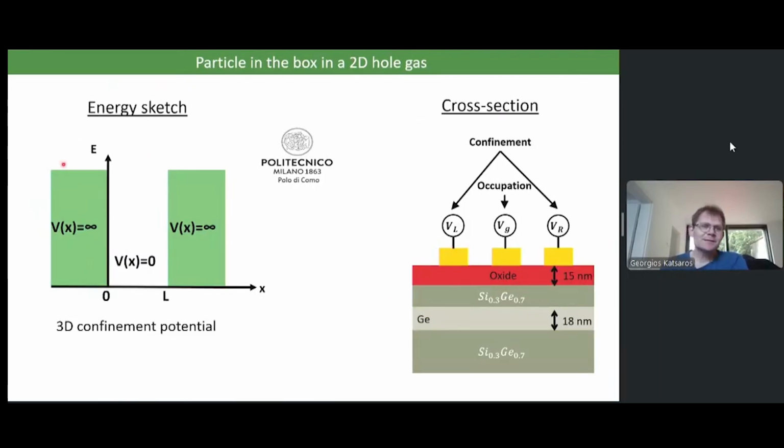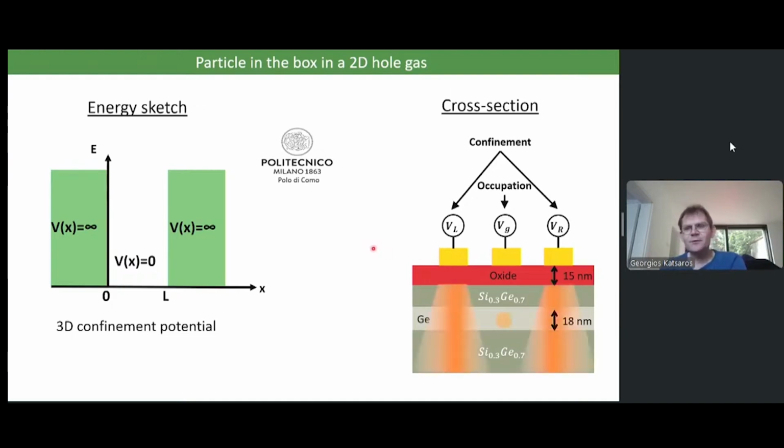So how do we transform this naive picture of the particle in the box in 1D into reality? These are the structures we are working with. We have a germanium quantum well sandwiched between two layers of silicon germanium. And then we deposit a very thin oxide layer, about 50 nanometers, by atomic layer deposition. And by e-beam lithography, we can define electrodes. And if you apply voltages to the electrodes, what I should point out here is that in our case, the germanium quantum well, when there is no voltage applied to those electrodes, confines carriers.